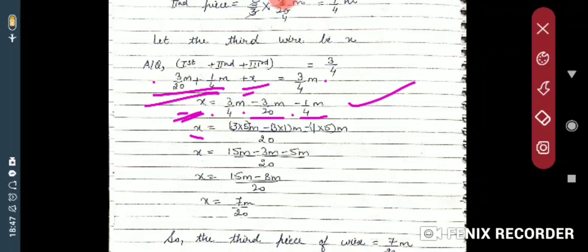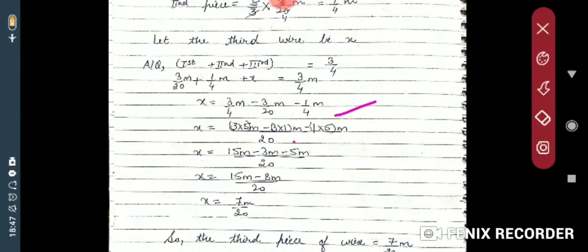Now 4, 20 and 4. What will be the LCM of 4, 20 and 4? 20. So 4 5s are 20. 3 multiplied by 5, 15. Then 20 multiply 1, 20. So 3 multiply 1, 3. And which sign will be there? Negative sign will be there. Why? Because here the negative sign is there.